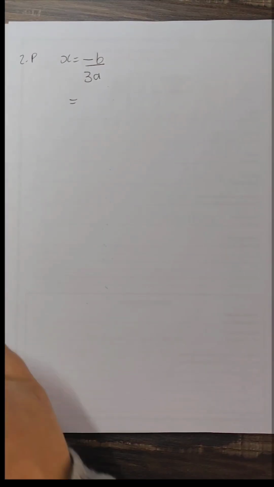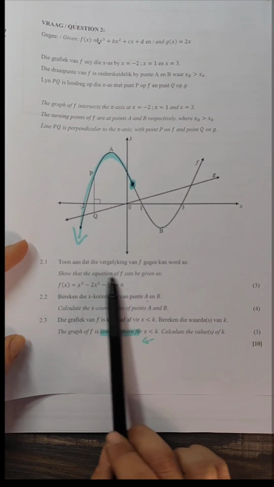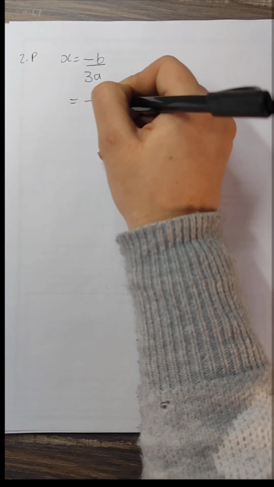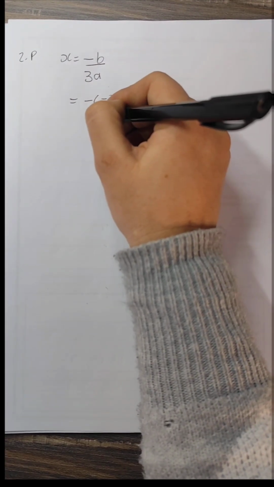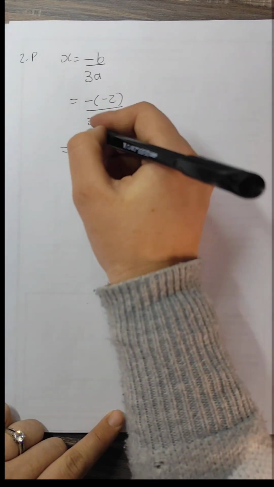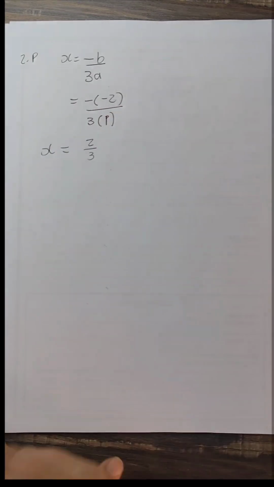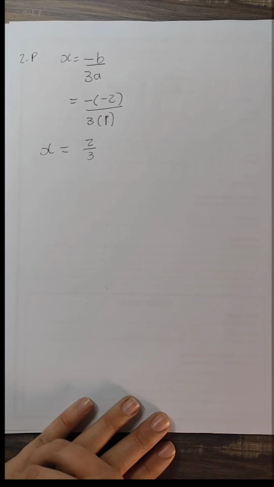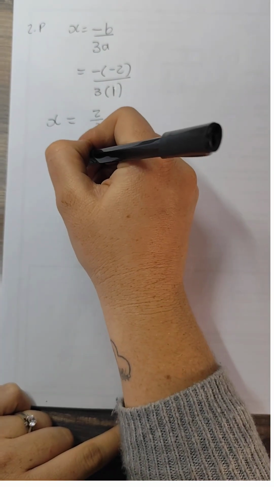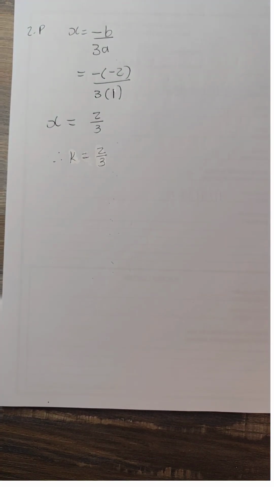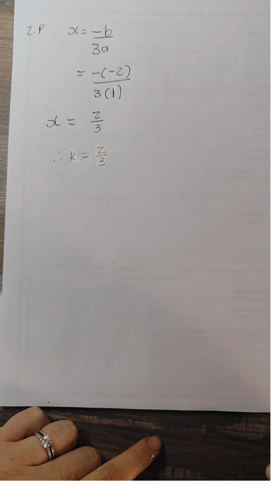That's much faster. So we have our a, b, and c values since we have been given this equation over here. So we can say negative bracket negative 2 over 3 times a, which is 1. A negative times a negative is a positive, and that's going to be 2 over 3. So that's where x is equal to 2 over 3. But remember, they specified where x is less than k, and therefore k is equal to 2 over 3 because k is the point of inflection. Therefore, k is equal to 2 over 3. There you go.